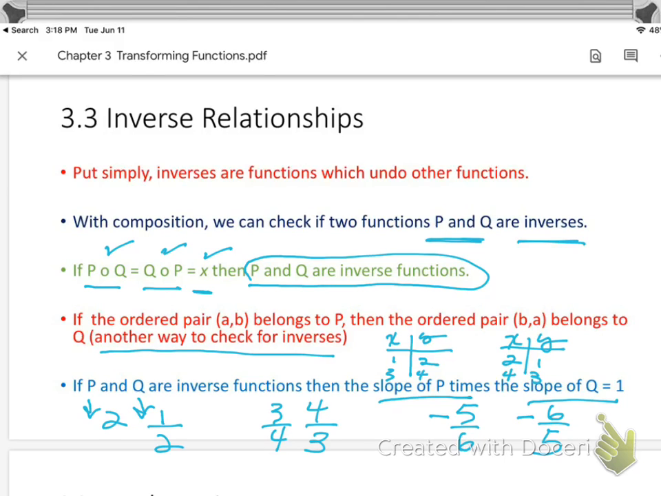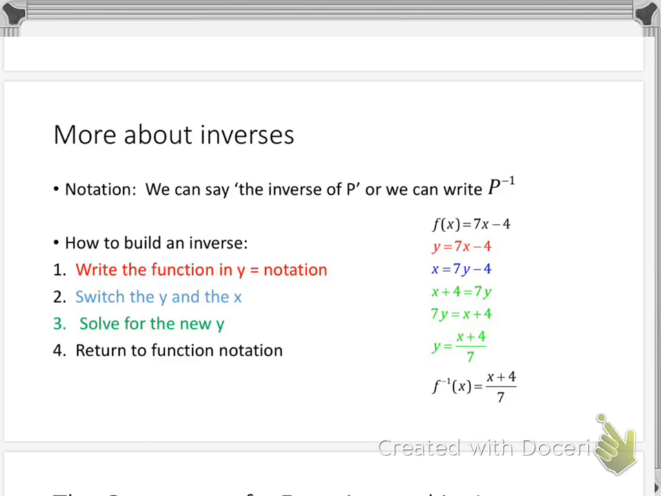Okay, let's go on to the next slide. This slide has a little bit more about inverses. For one, we can say the inverse of P, this is the appropriate notation, is P to the -1 power. That's the notation for inverses, and you want to be able to recognize this. So how do we make an inverse? If you have one function, how can you get its inverse?